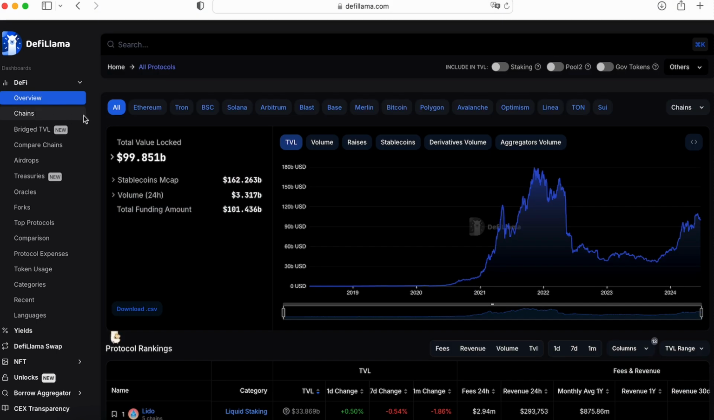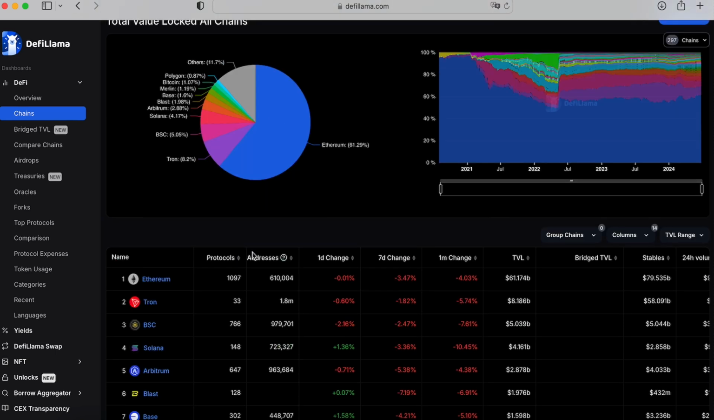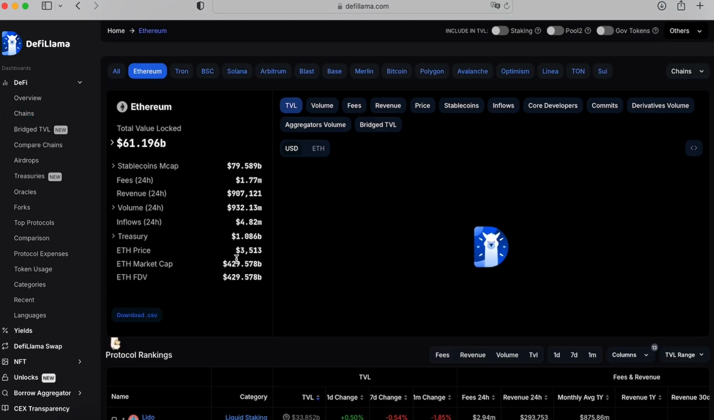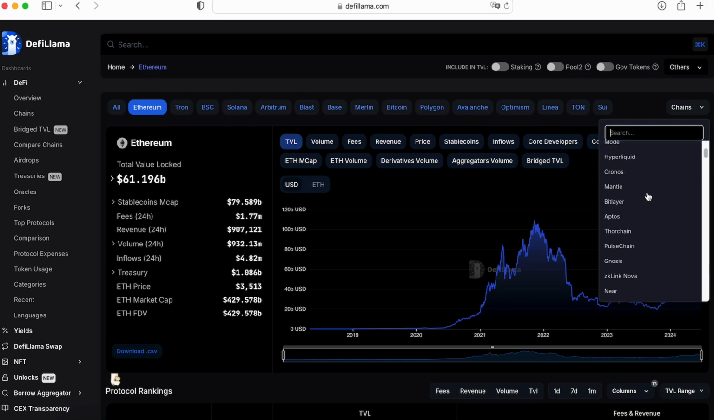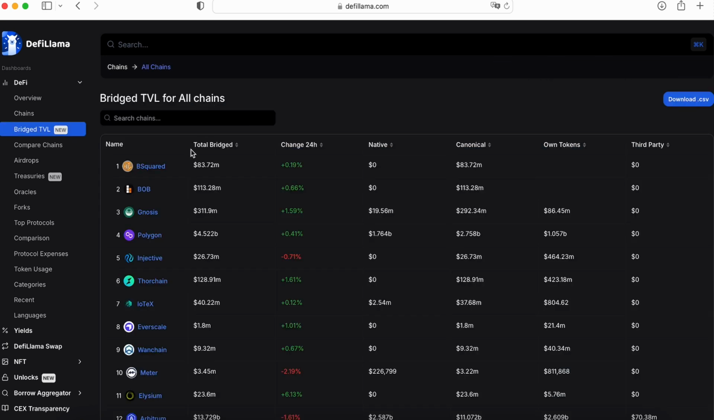The next tool is Chains. I already told you about this one, how you can compare the chains' TVL. Here you can find out that on Ethereum we have over 1,000 different protocols. You can open Ethereum, for example, and find all the protocols on the Ethereum chain. Also, you can choose by chains in the filter, the bridged TVL for all chains. So in Polygon, we can see the total bridged is around 4.5 billion.